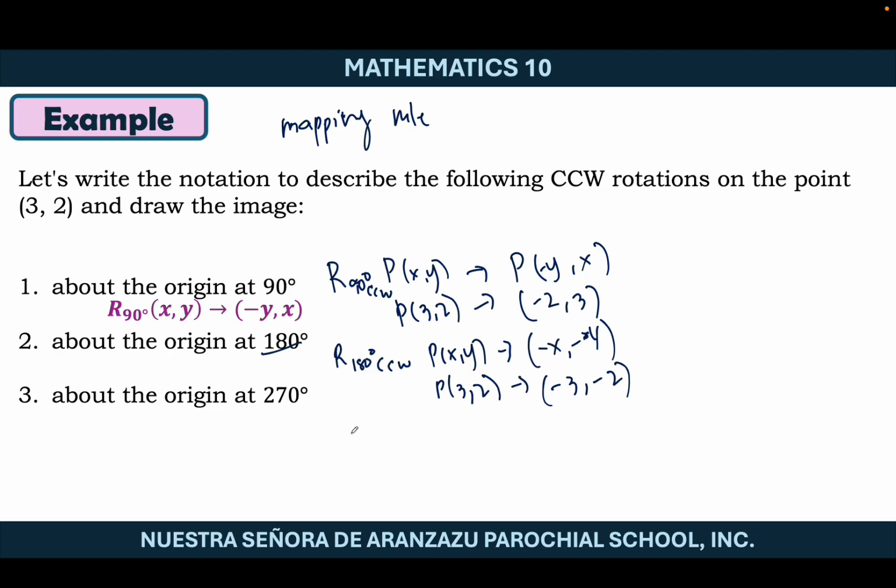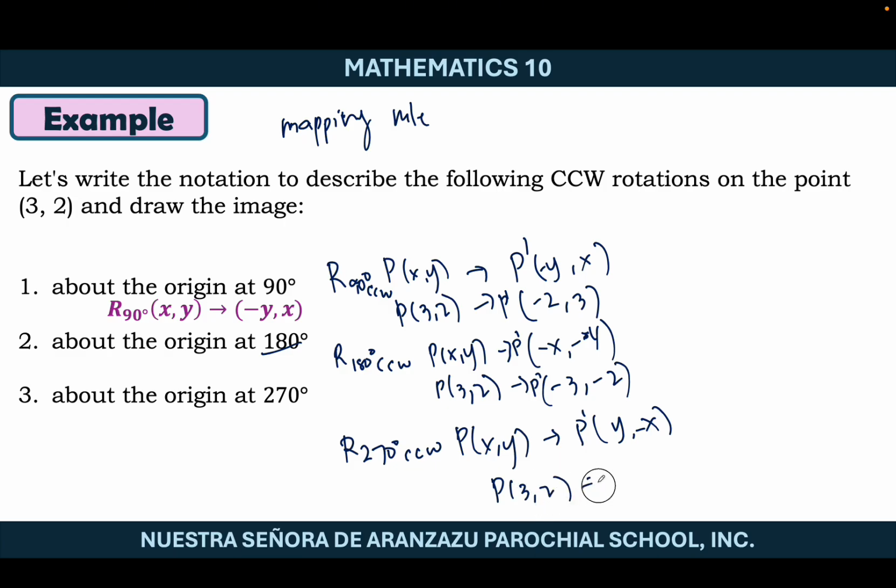Next, about the origin at 270 degrees. So, the rotation is 270 degrees counterclockwise. So, the given point x, y. Ang rule natin dito is switch their position. So, becomes, wag kalimutan pala yung paglalagay ng P prime or yung prime symbol to indicate the rotated point. So, switch their position. So, y, x, then change the sign of your x. So, from the given point 3, 2, it will become what? 2, negative 3. So, switch their position, 2, 3, then change the sign of your x, becomes negative 3. Yan.